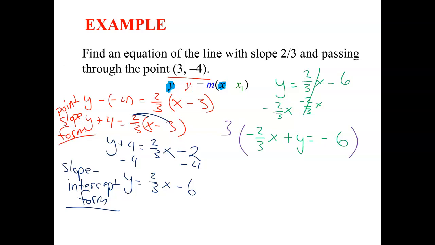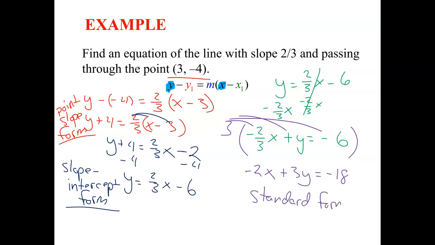Multiply everything by your least common denominator. In this case, it's a 3. Whatever your LCD is, you're going to multiply. Distribute, distribute, distribute, all the way across. 3 times negative 2/3 gives me negative 2x plus 3y equals negative 18. And that is standard form. So taking point-slope form, it goes into slope-intercept, and then we can take slope-intercept and loop it into standard. Those are the three different notations for our linear equations.